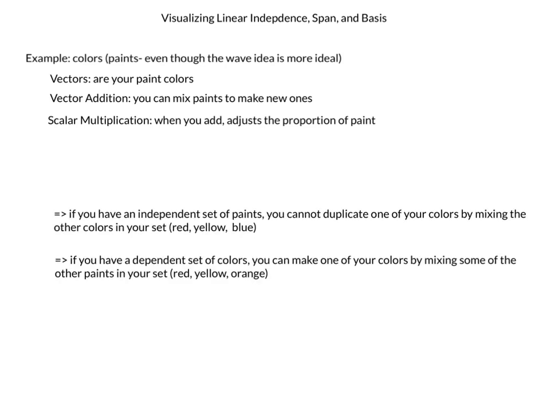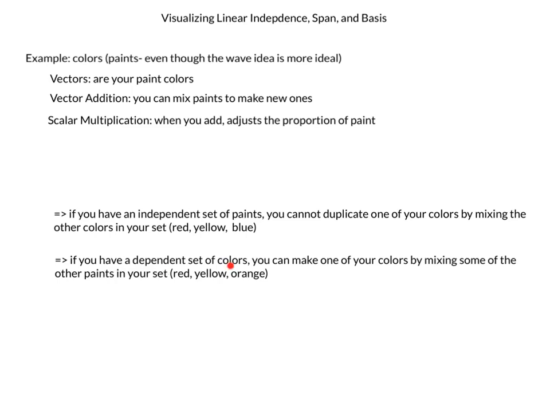With paints as an analogy now, when you talk about an independent set of paints, that means you cannot duplicate one of your colors by mixing the other colors in your set. So like red, yellow, and blue, if you have those 3 colors, there's no way you're going to mix yellow and blue and get red. Similarly, there's no way you're going to mix red and blue to get yellow, and finally, there's no way you're going to mix red and yellow to get blue. So those 3 colors are independent.